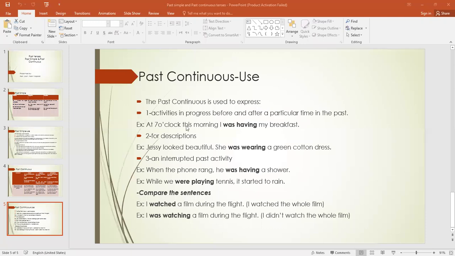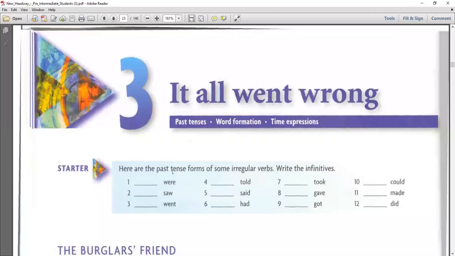Actually, in this exercise, here are the past forms of some irregular verbs. Write the infinitives. The exercise has to be done with writing the infinitives.